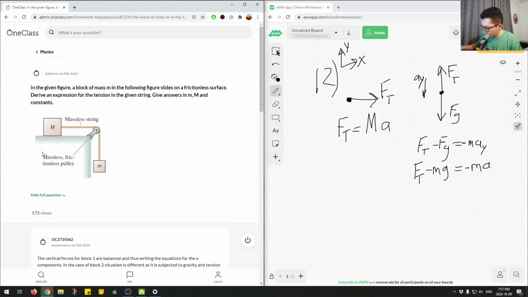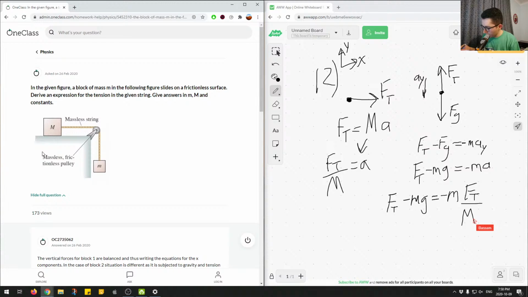So knowing this, we can rearrange this equation, and we'll end up with Ft over M equals a. And we'll use this, and we'll substitute the value of a into that. So we'll have Ft minus mg equals negative m, and then we have Ft over capital M.